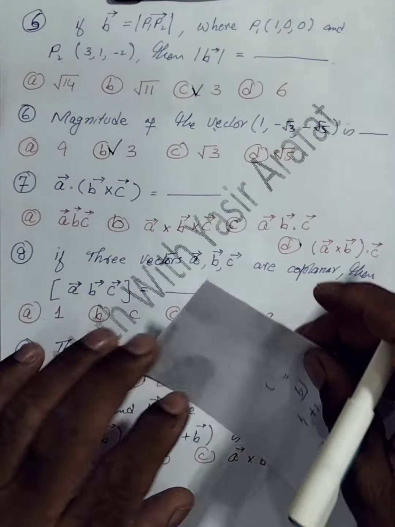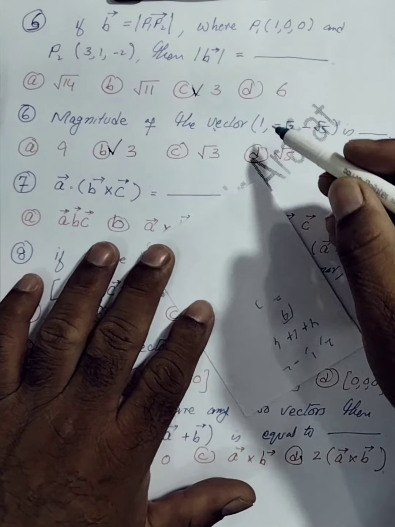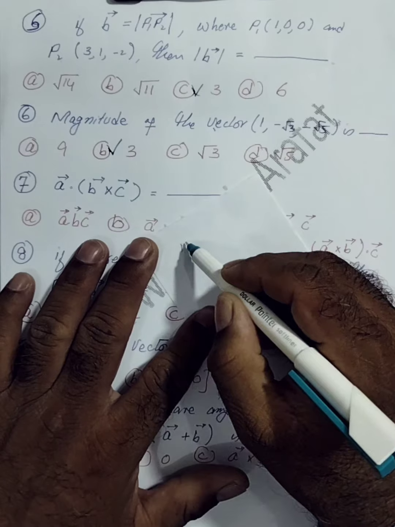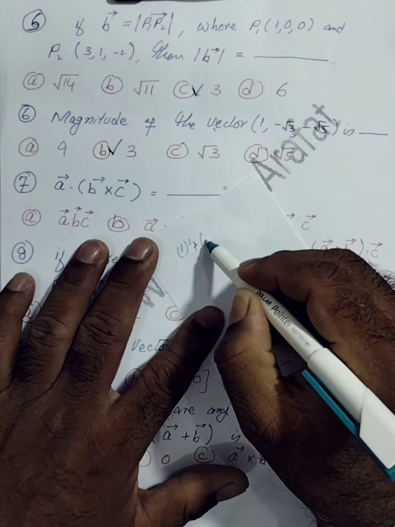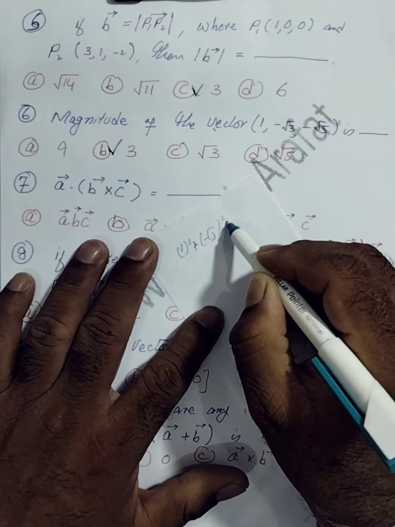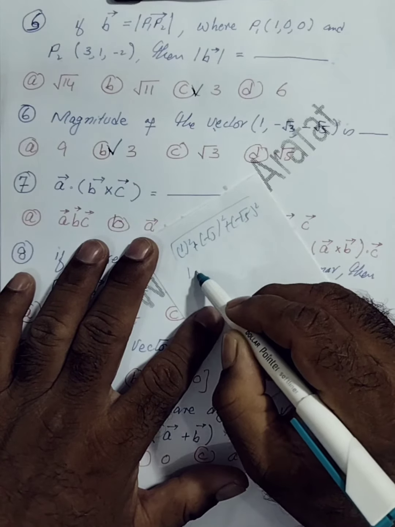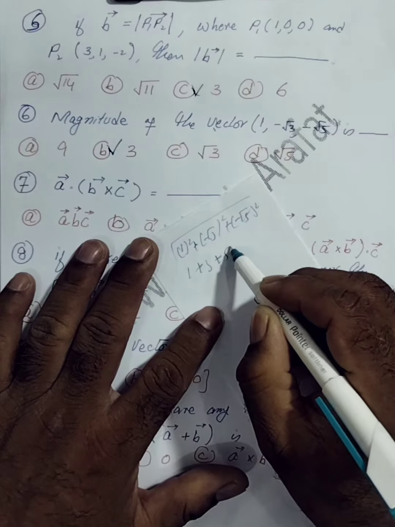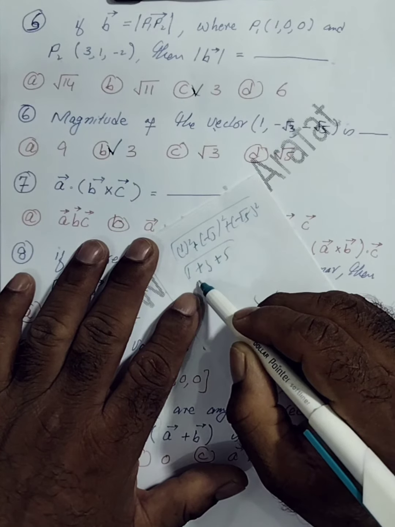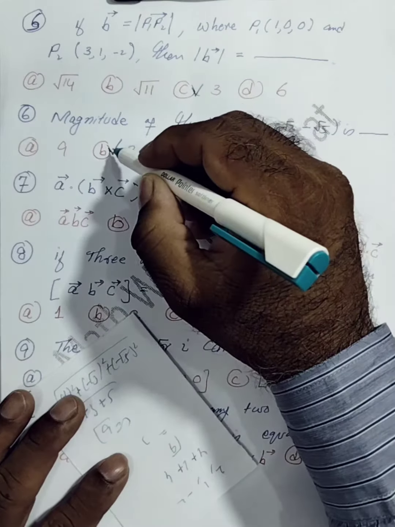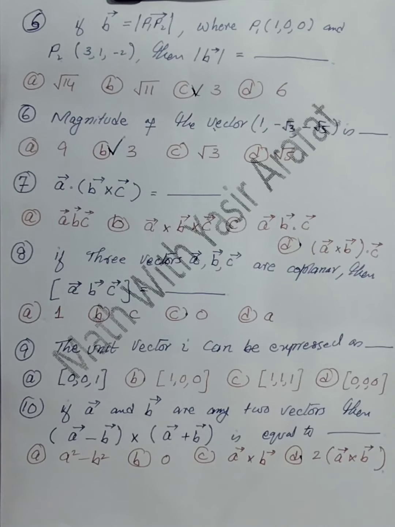Now we have to find the magnitude. We calculate the radical of x square plus y square plus z square. The same situation here, dear students, that is minus radical 5. So 1 plus 3 plus 5, 5 plus 3 is 8, plus 1 is 9. So the result is 3. So option B is correct for the 6th MCQ.